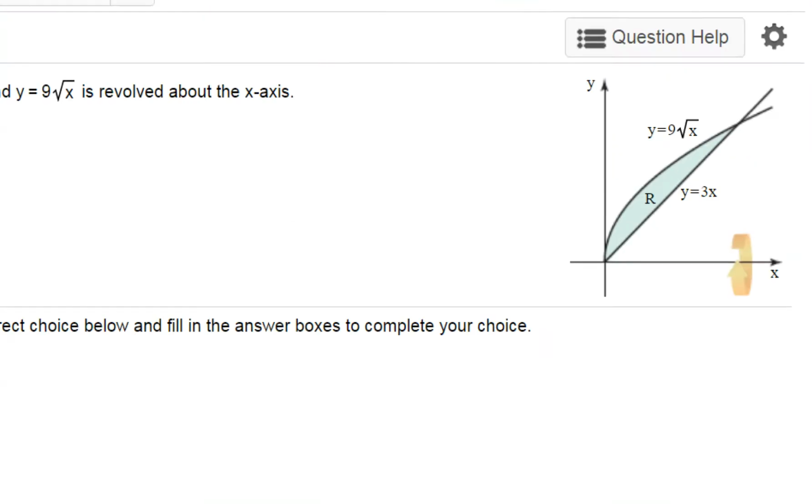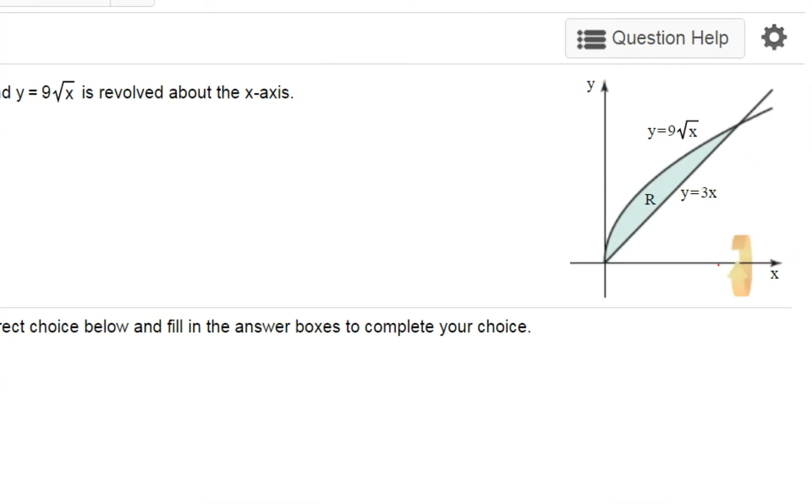Let's zoom in again, just to make sure that you agree that we should do the dx. Dx means you have to slice vertically. And if you slice vertically, then when this slice is revolved about the x-axis, you're going to get a washer. So we are on the right track.